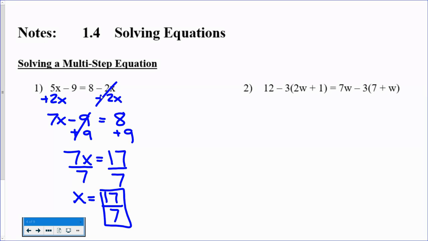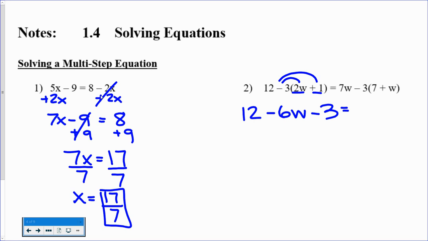Okay. For problem number 2 here, we have some distributing to do before I can put some of those like terms together. I've got lots of variables of W everywhere. So the first thing I'm going to do is do some distributing. So that negative 3 is going to multiply both the 2W and the plus 1. That 12 is not distributing because it is not written right next to that parenthesis. So negative 3 times 2W would be negative 6W. Negative 3 times 1 is negative 3.